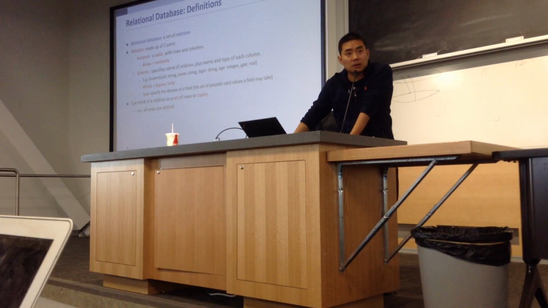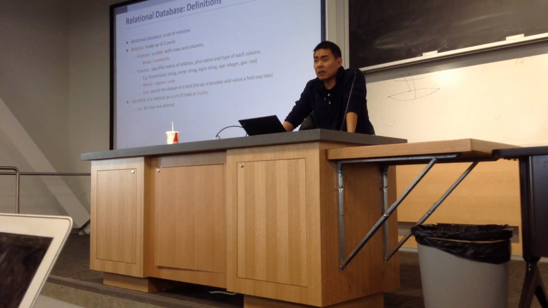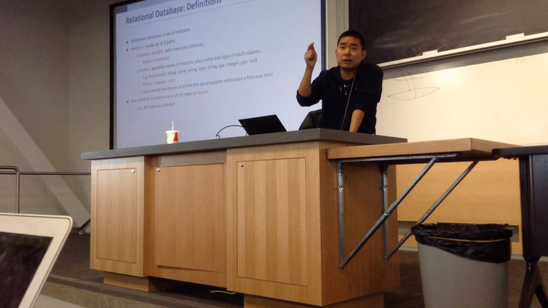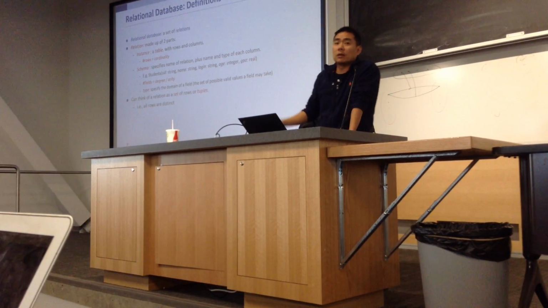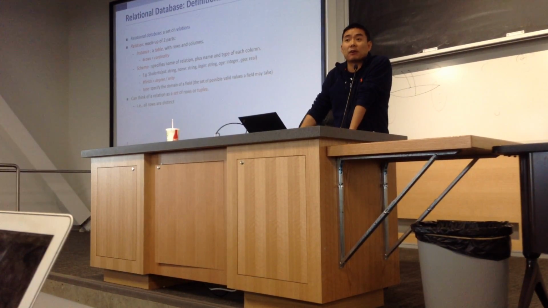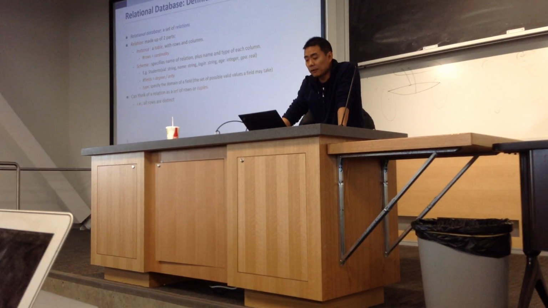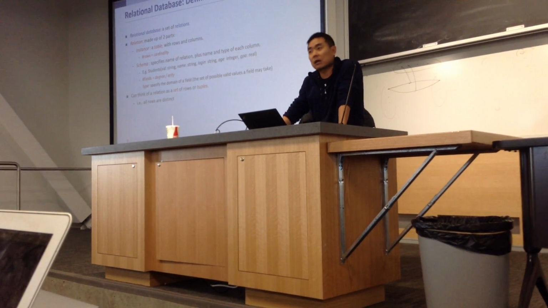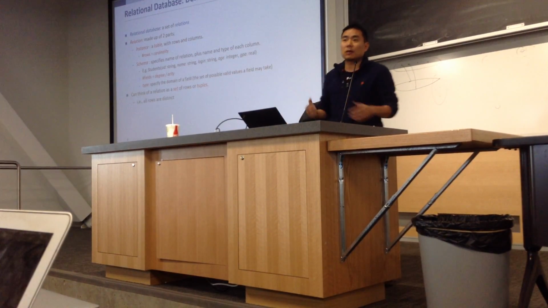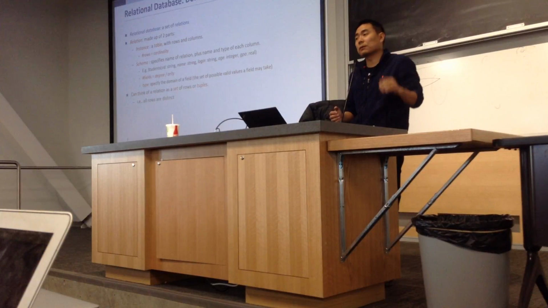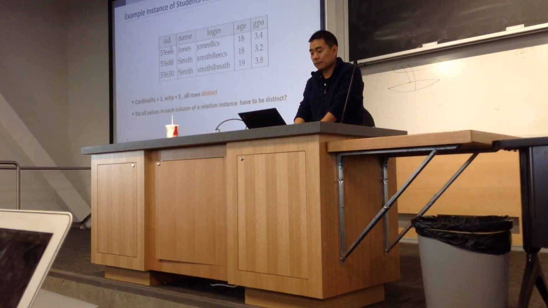What are the schemas? The schema basically specifies the name of the relation and the name and type of each attribute in that relation. So you can think of a relation as a set of rows or records or tuples. Right? These are all interchangeable concepts. Rows, records, tuples. They all refer to these guys.